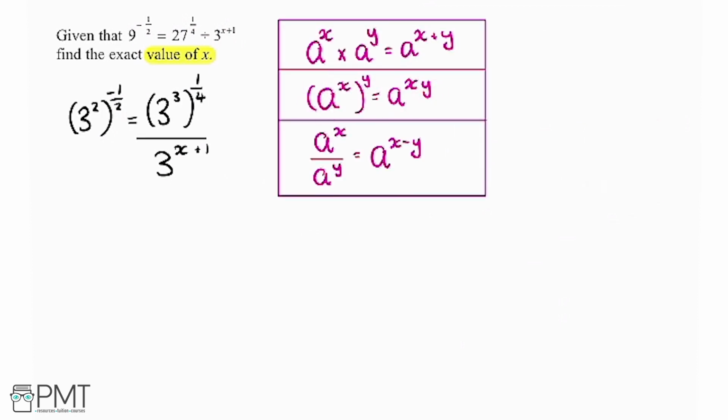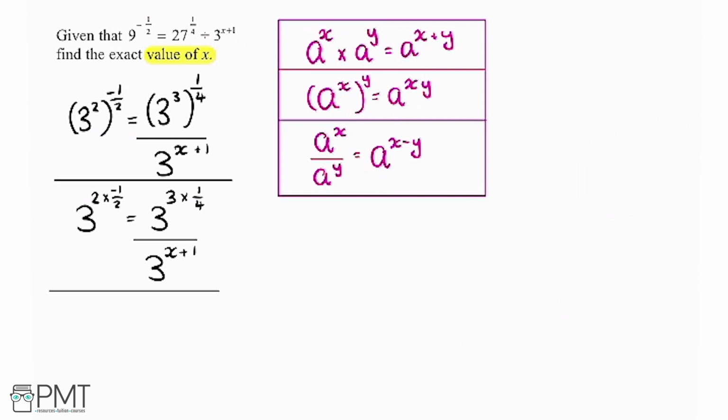Okay, so I'm going to use this indice law for the minute. So for this term here, we're going to have 3 to the power of 2 multiplied by minus a half, which equals 3 to the power of 3 multiplied by a quarter over 3 to the power of x plus 1. Okay, so tidying it up a bit, well, these 2's will cancel, leaving us with just minus 1. So 3 to the power of minus 1 equals 3 to the power of 3 quarters over 3 to the power of x plus 1.